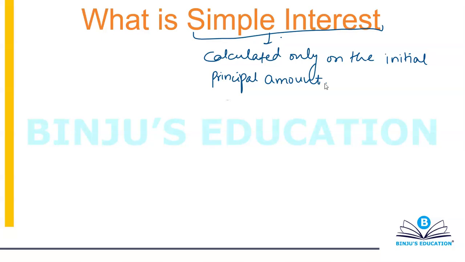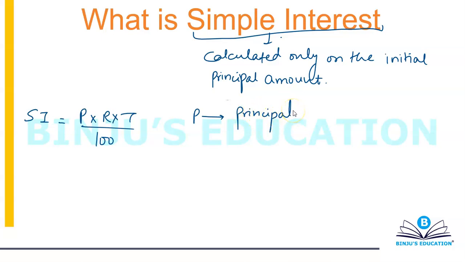How do you calculate simple interest? If you want to calculate simple interest, then SI is equal to P into R into T divided by 100, where P is the principal, the amount which is taken up as a loan or offered as a loan. R is the rate of interest, like at what rate of interest the loan is given or the loan is taken. T is the time period.